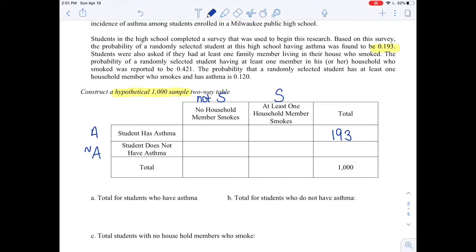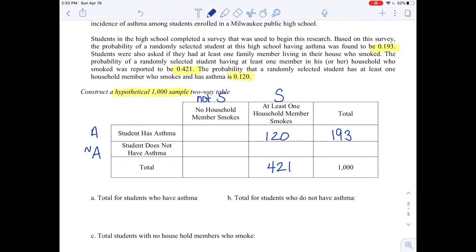Okay? And then it says the probability a randomly selected student has at least one member in her family who reported to be smoking was 0.421. So that means 421 of these hypothetical 1,000 people had somebody in their family that smoked. And then last but not least, it says the probability that a randomly selected student has at least one household member who smokes and has asthma is 0.120. So 120 of these hypothetical 1,000 people have asthma and a member who smokes, so that's where 120 would come into play.